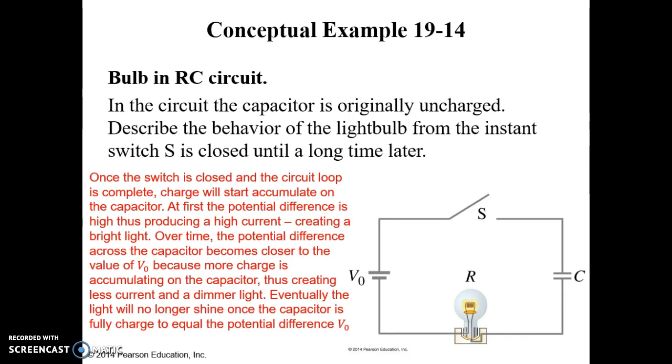At first, the potential difference is high, thus producing a high current and creating a bright light. But over time, the potential difference across the capacitor becomes closer to the value of V0, because more charge is accumulating on the capacitor, thus creating less current and dimming the light. Eventually, the light will no longer shine once the capacitor is fully charged and equal to the potential difference V0.